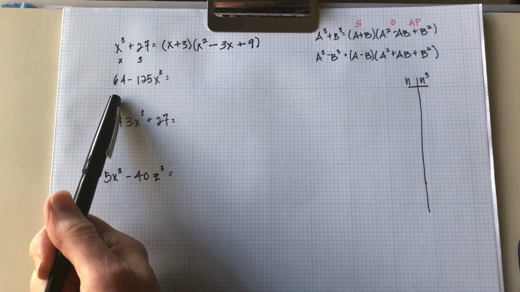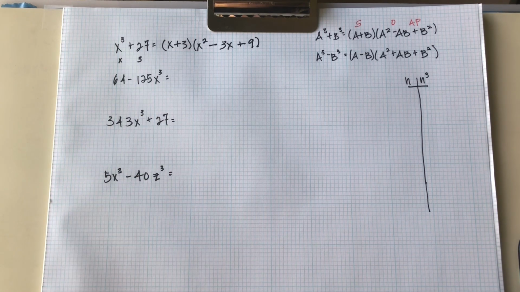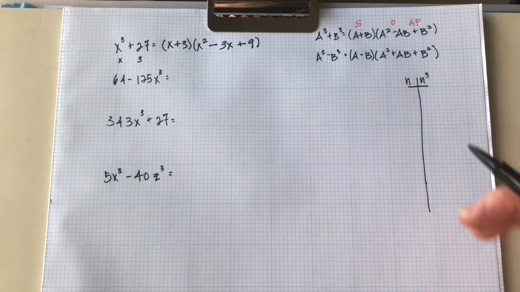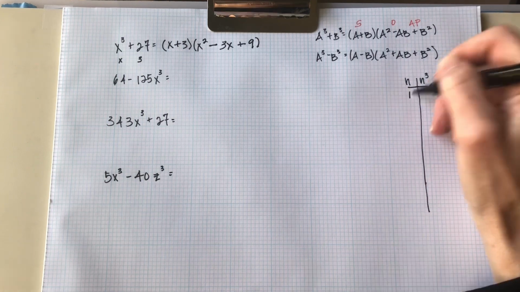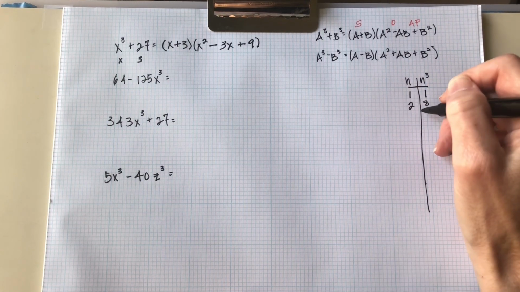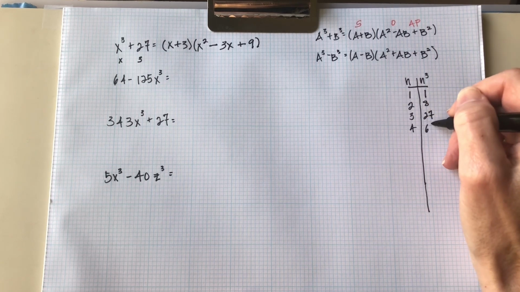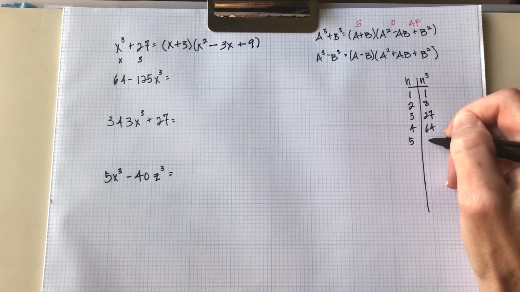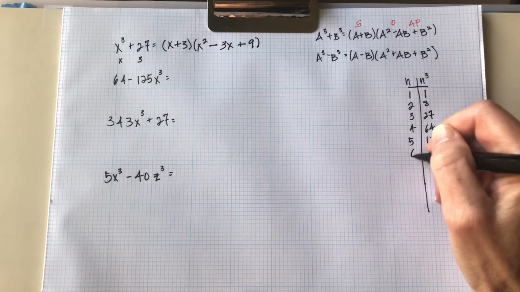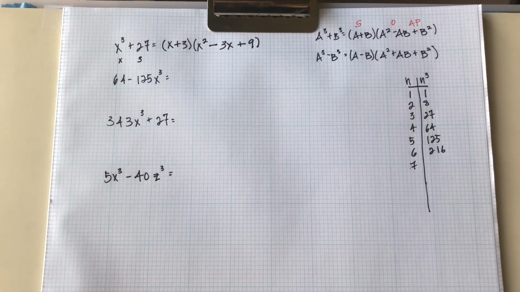Okay, now we have a difference of cubes here. Now, when we get into bigger numbers beyond like 8 and 27, it can be handy to have a little chart of the perfect cubes. I'll put the number here and the number cubed. So 1 cubed is 1, 2 cubed is 8, 3 cubed is 27, 4 cubed is 64, 5 cubed is 125, 6 cubed is 216, 7 cubed is 343.